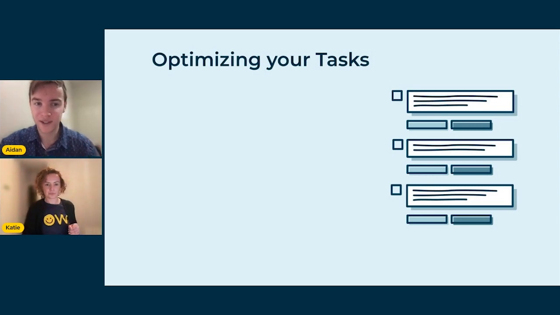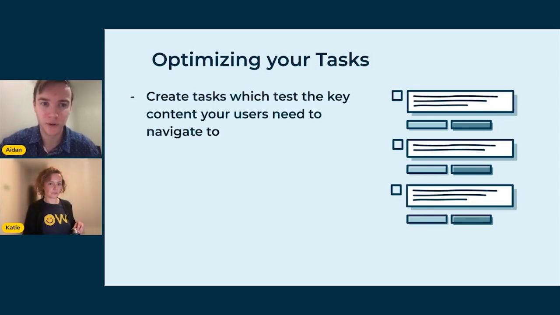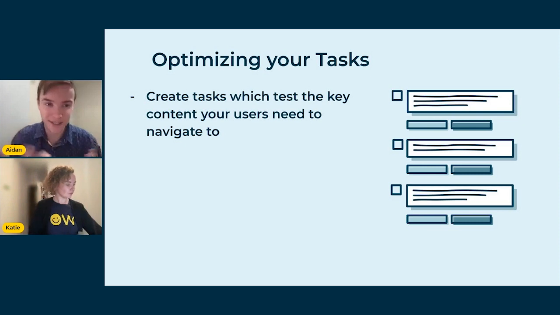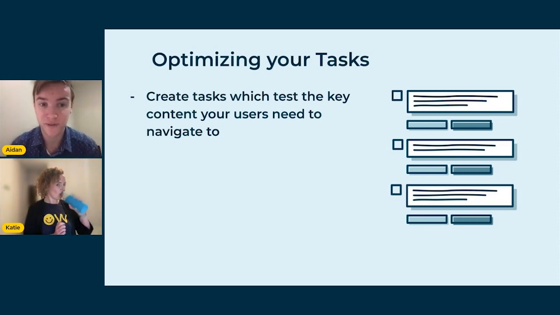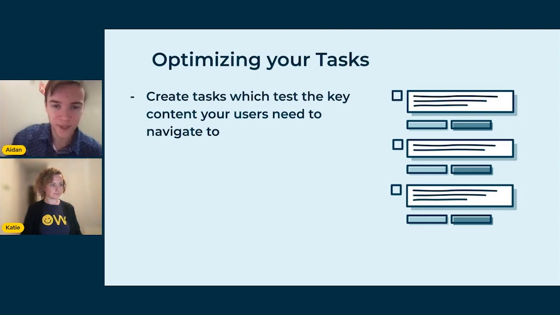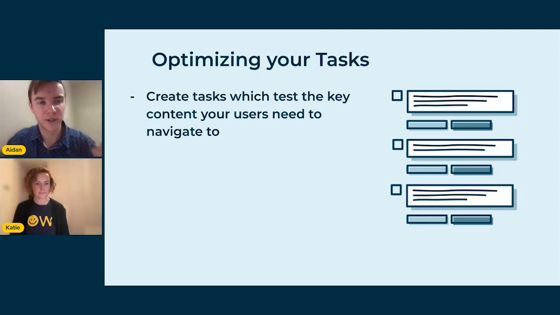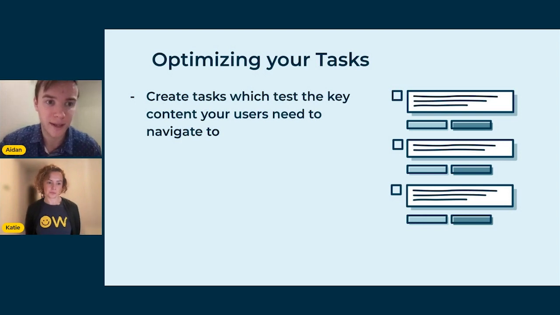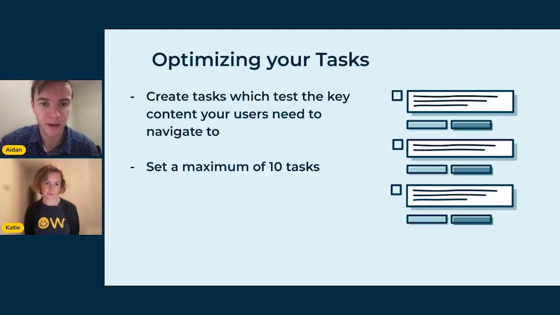So firstly, it's really key to optimize your tasks. It's really key to create tasks that represent the specific key content that your users are going to need to navigate to. So this is the content that's going to be reflecting your key products or the key services that people are going to need to complete as part of interacting with your business. So really crystal clear, make that the most important part of your tasks.